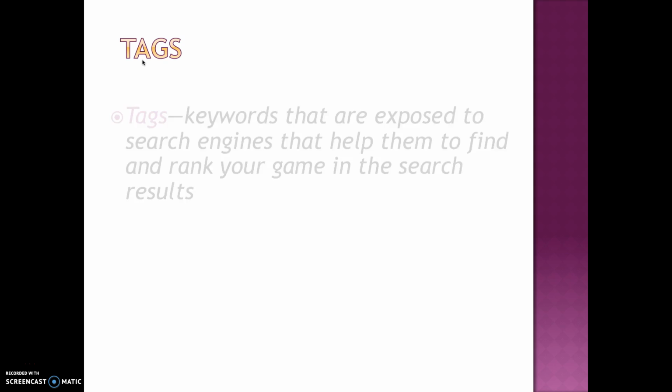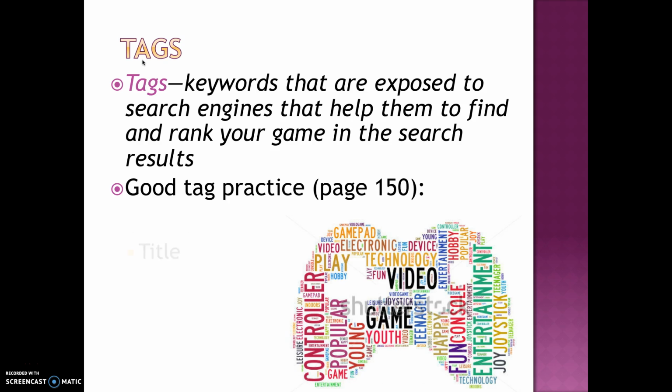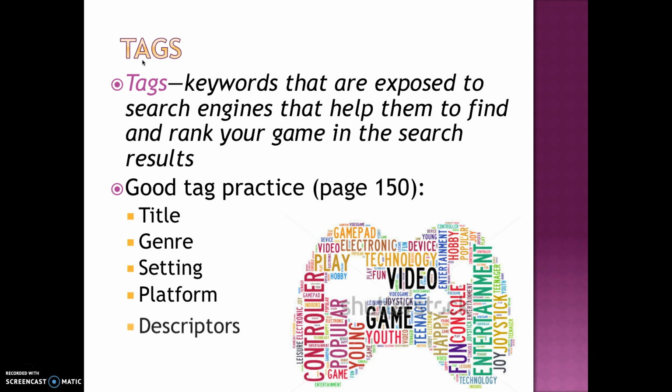To help with discovery, you can have tags, and tags, they're similar to what you see on YouTube videos, those words at the bottom where if you search that word, it will bring up that video. Tags are keywords that are exposed to search engines that help them to find and rank your game in their search results. You can practice good tags, and ideas to include the title, the genre, the setting, platform, descriptors, which is descriptive words of your game, and qualifiers.